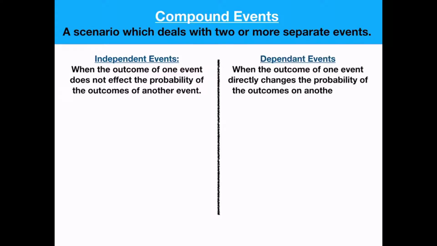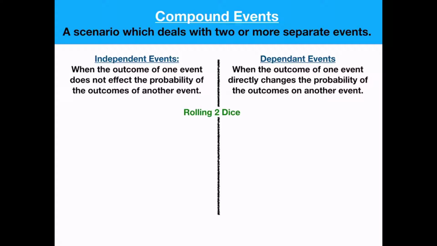Dependent events is when, based on what happens in event A, that's going to change the probabilities of event B. So event B relies on whatever happened in event A. So I'm going to give you a list of 4 different compound events, and I want you to pause the video and think about, are these independent or are these dependent events?